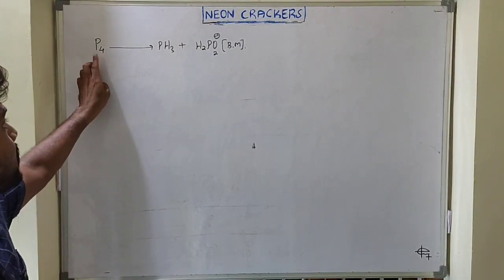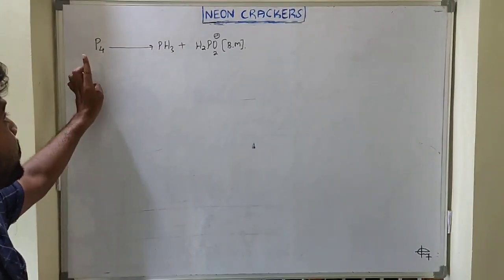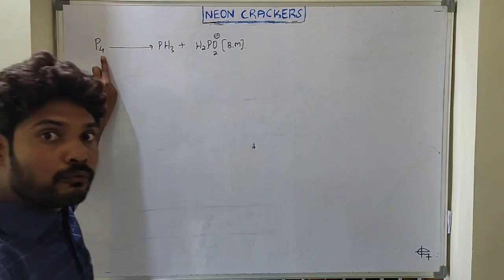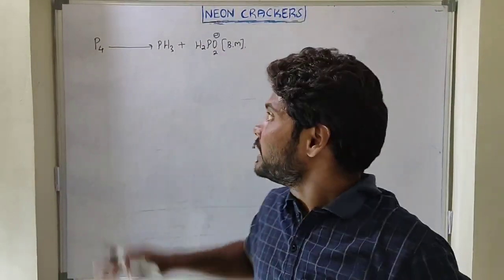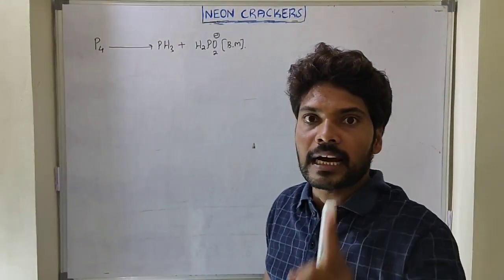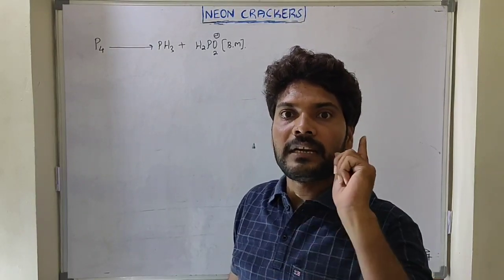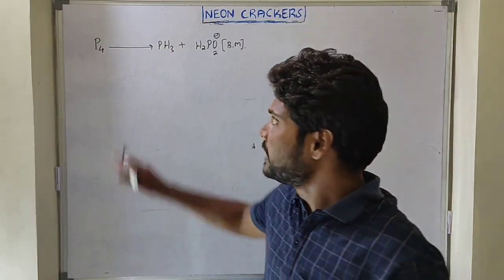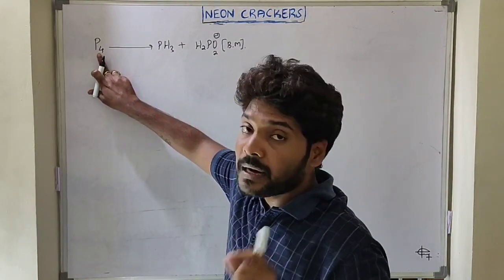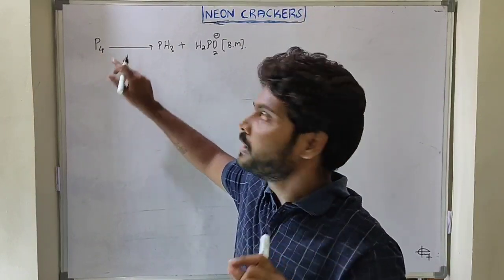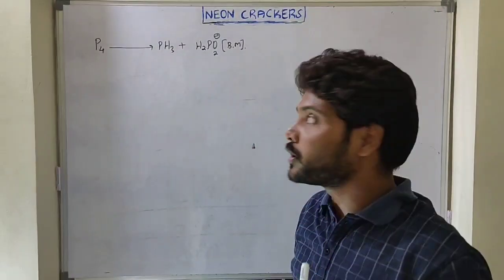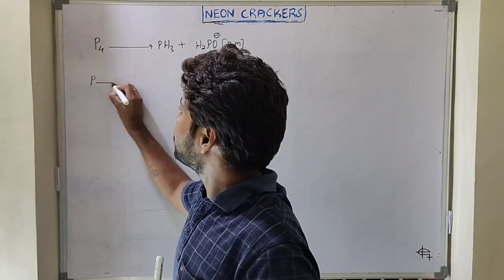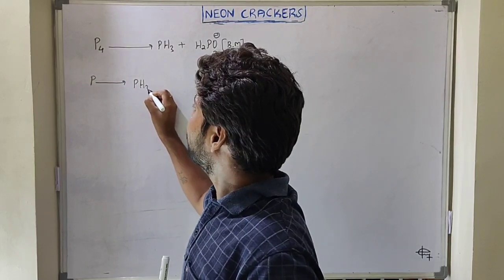So for these kinds of equations, what do we have to do? Just remember an important trick: we should not write P4 or the polyatomic molecule here. We should write only a single atom. It is to be considered as a single phosphorus atom. In an acid redox reaction, we have to take only a single sulfur atom. Here also we have to consider a single phosphorus atom. Then you can make it very easily. That's the important trick. So I am writing here a single phosphorus atom going to PH3, one reaction.